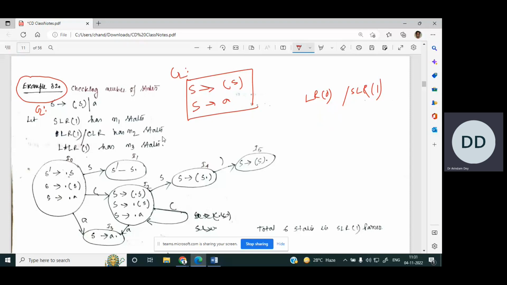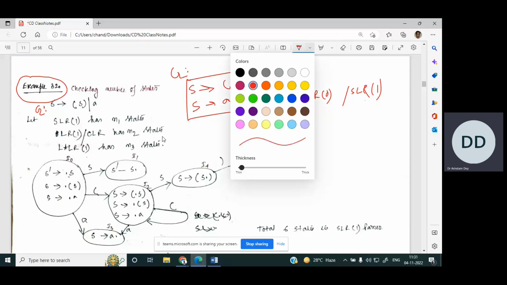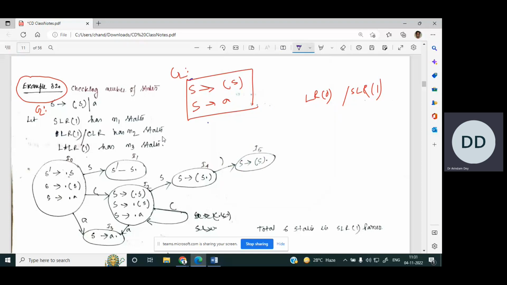So first, you know what we had to do. We have to augment the grammar. So augmentation means S dash to S will be the augmentation part. Then we have to perform the closure of S dash to S. So what will be there? S dash generates dot S. This S will generate this production, and S will have another production, that is S to dot A. So this is the set we have built up here. S to dot A. Correct? Now we have to move over states.